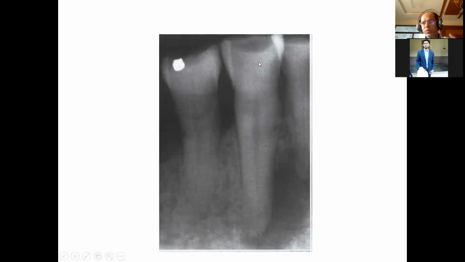When you test the vitality of this tooth, it will not respond to your vitality tests like cold, heat, or electrical pulp testing. So when you apply all these things, the pulp will not respond. A normal pulp will respond when you apply any heat or cold or electrical pulp testing. So if it is not responding, it means the pulp is necrosed or dead.